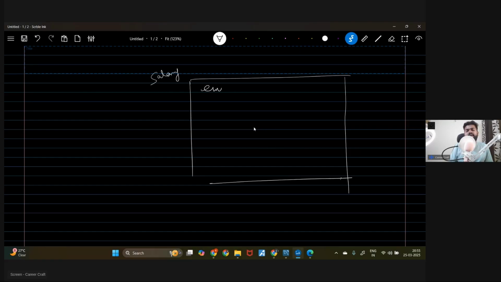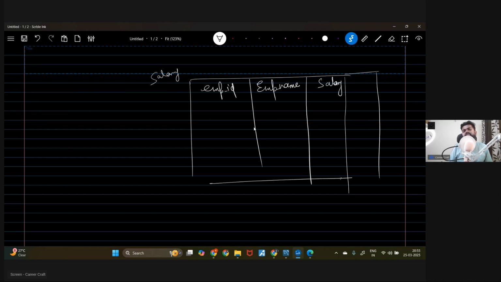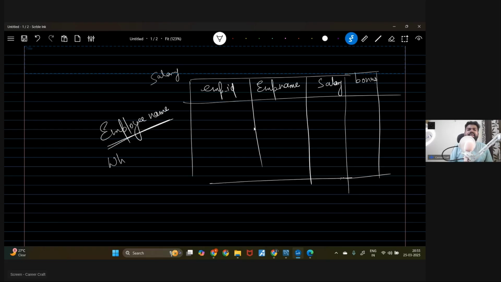Here you have employee ID. Here we have employee name, right? Then we have salary. We have also bonus. These are the four columns. Question is, you have to find the employee name who has same salary as someone else.